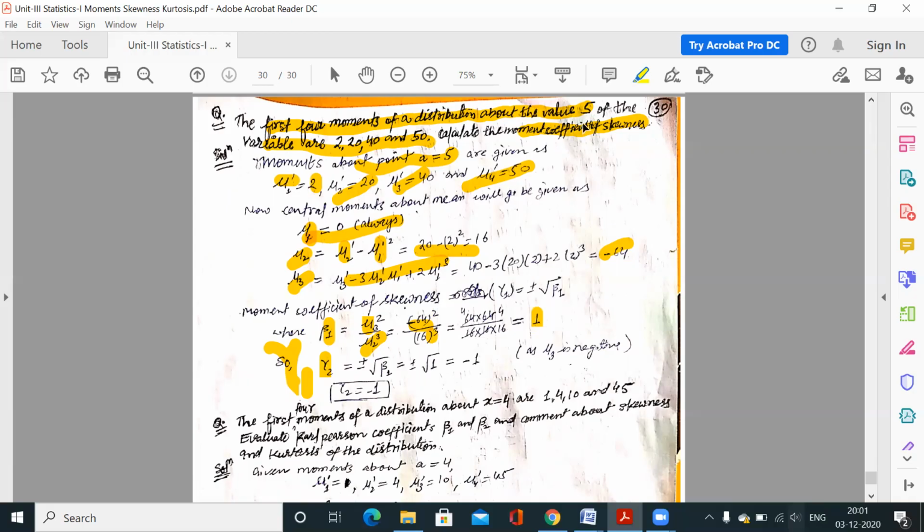Now because we need to calculate coefficient of skewness, gamma 1 is coefficient of skewness, and gamma 1 is what? Plus minus square root of beta 1. So beta 1 value is 1, but we will take the sign as per the mu3 sign. So mu3 in this case is negative, so we will take negative of the beta 1 root. So square root of 1, that means minus 1. Clear? As mu3 is negative. So this is not 2, this is 1. So gamma 1 is minus 1. That means it is negatively skewed data.